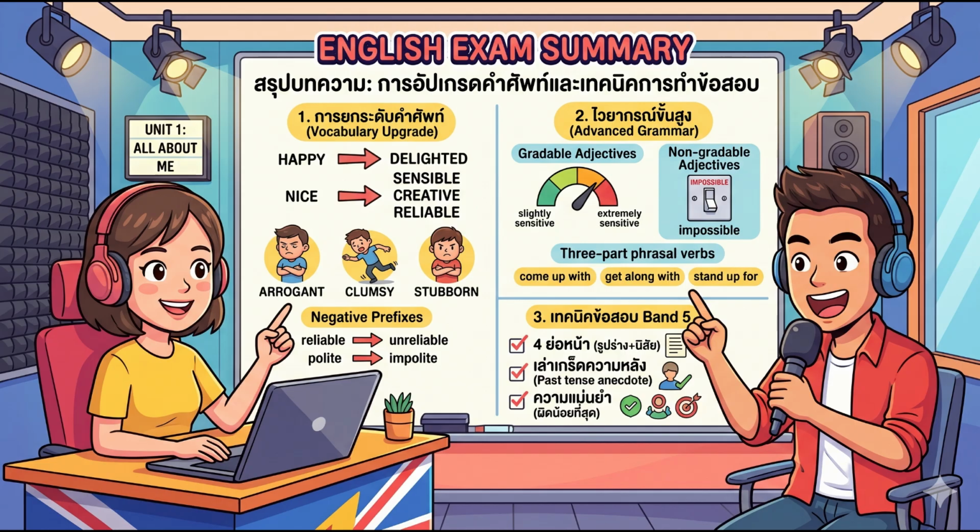So the secret sauce to a perfect score isn't just dropping big words at random. It's weaving this advanced vocabulary into a well-structured story. Master those precise adjectives, pair them with 3-part phrasal verbs, and wrap them in a 4-paragraph anecdotal structure. That is exactly how you ace the unit. Which leaves you with something to think about today. If you had to define your own identity using just one 3-part phrasal verb and one extreme adjective from today's list, what would they be and what story would they tell the examiner?